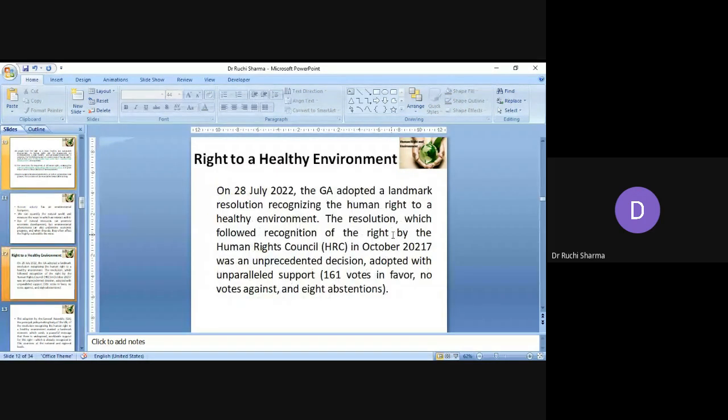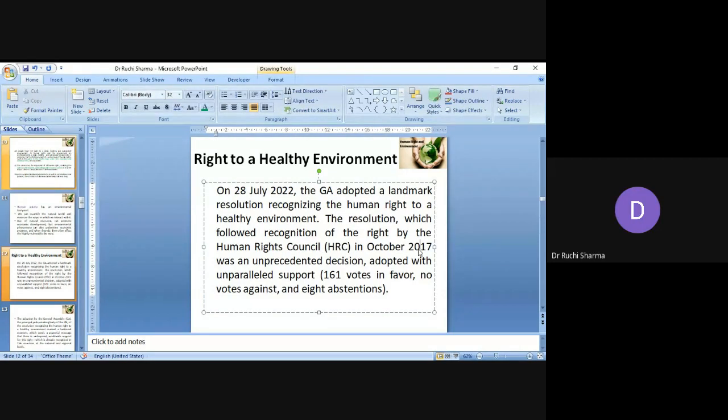On 20th July 2022, a landmark resolution was adopted recognizing the human right to a healthy environment. The resolution, which followed recognition of the right by the Human Rights Council in October 2017, was an unprecedented decision adopted with unparalleled support. It got 161 votes in favor, no votes against, and 8 abstentions. So this is the legal term when we are talking about the right to a healthy environment.